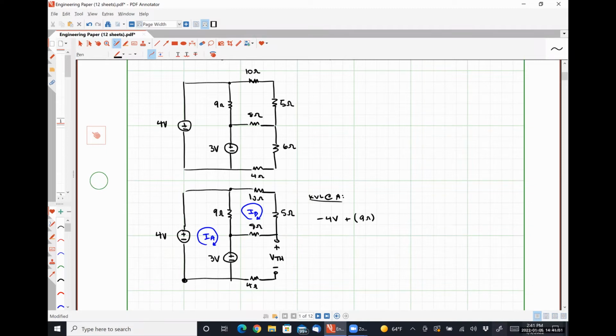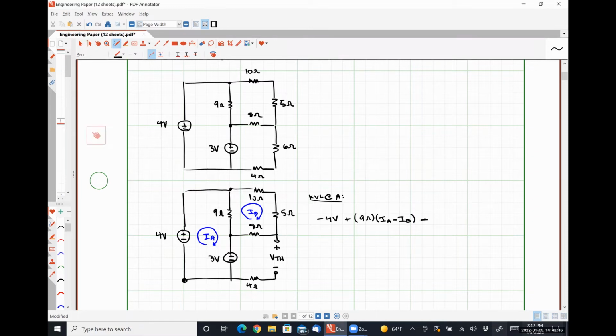So IA is flowing down and IB is flowing up, right? So it's going to be some combination of those two. Since we're doing KVL around mesh A, the IA term should have the positive sign. And since IB is in the opposite direction, it gets a negative sign.